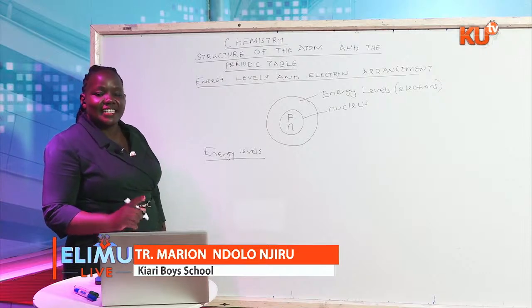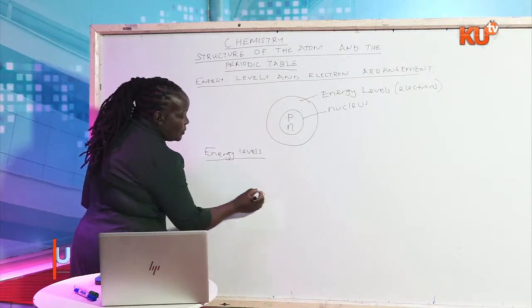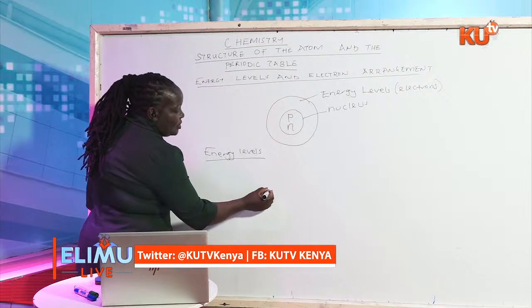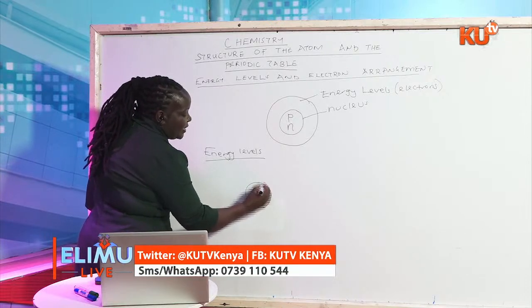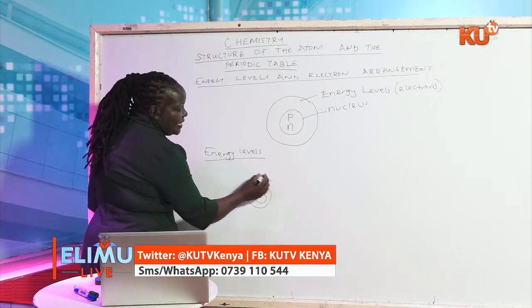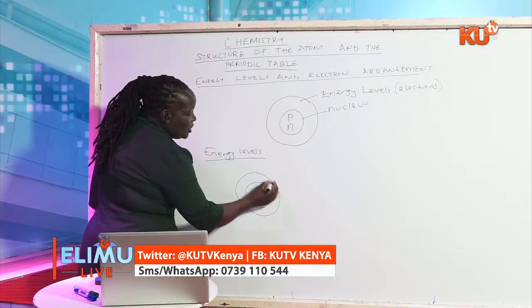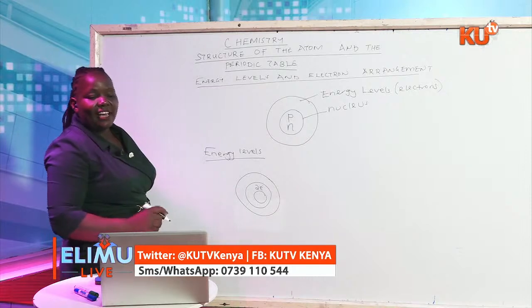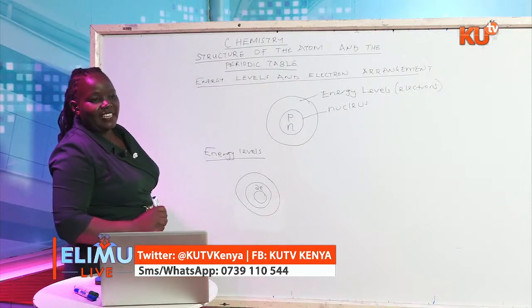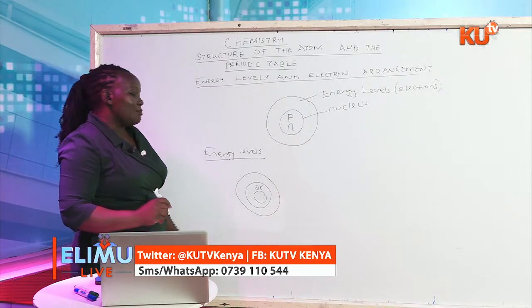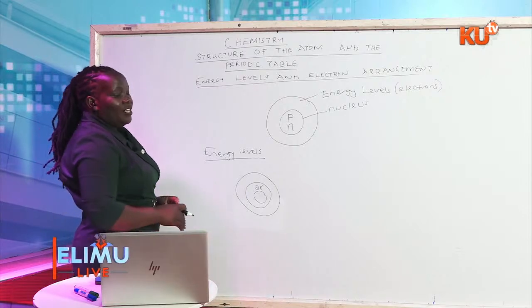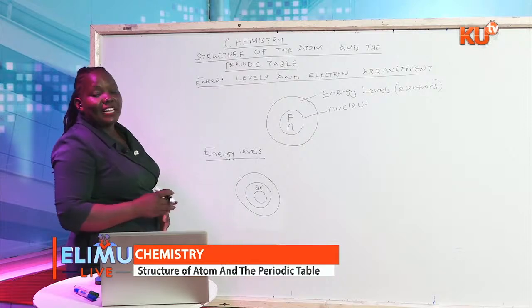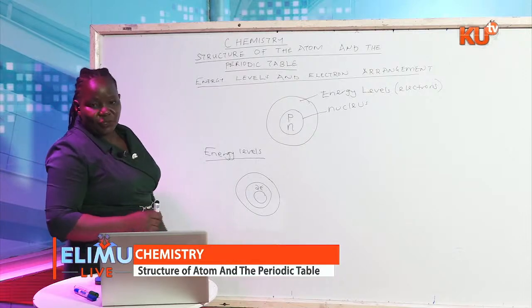We have the first energy level, which is next to the nucleus. So we have our nucleus. The first energy level here carries a maximum of 2 electrons. Then we have the second energy level, which we have said will carry a maximum of 20 electrons if the element that you're dealing with is among the 20 elements. If it is not, then it will carry a maximum of 18 electrons.